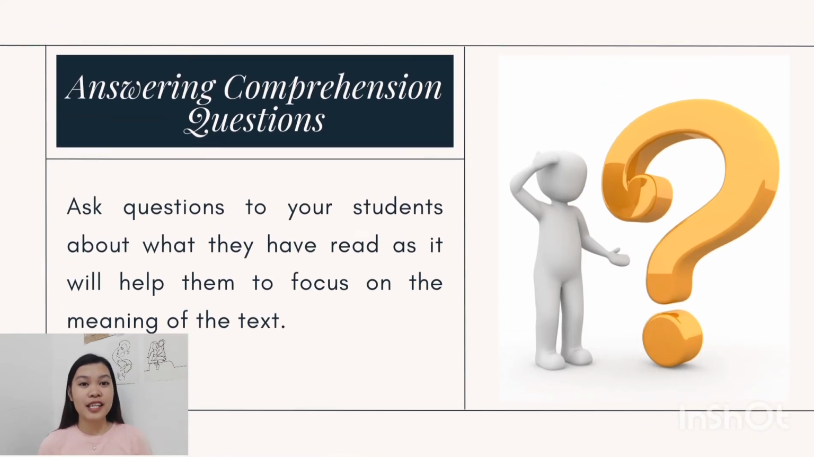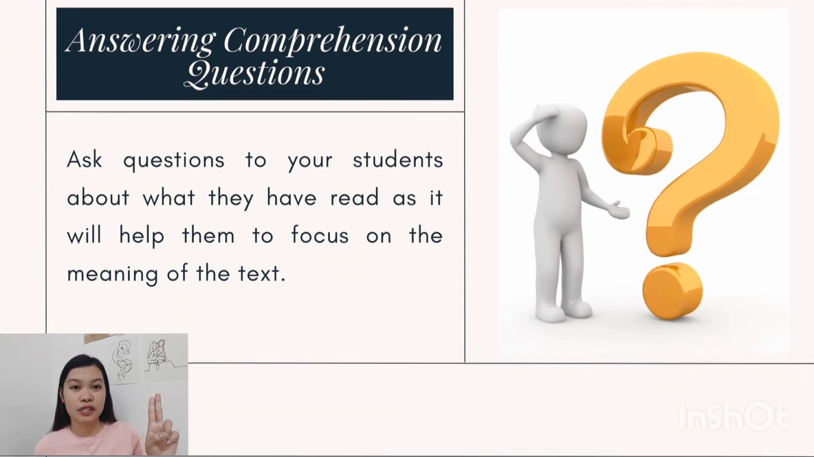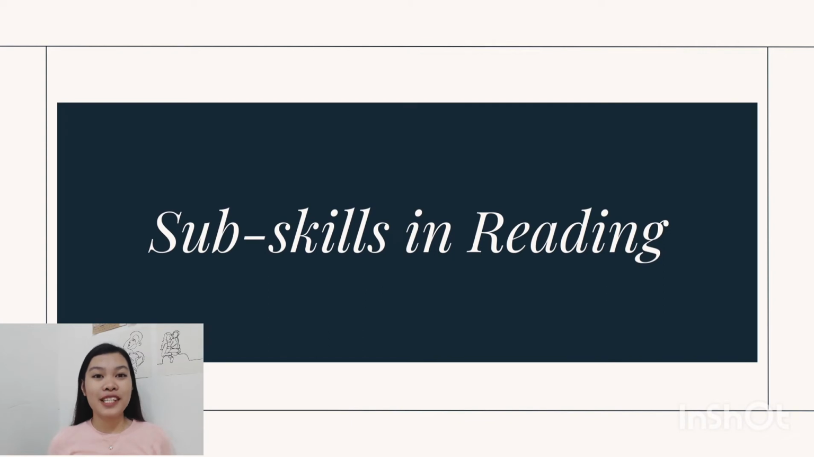Another strategy is the act of asking and answering questions about what your students have read, as it will help them to focus on the meaning of the text. Again, reading comprehension is the ability to process the text, understand its meaning, and integrate it to your prior knowledge. And the two general strategies that we can use for enhancing the comprehension skills of our students are creating diagrams and answering comprehensive questions. Now, let us talk about the subskills in reading.